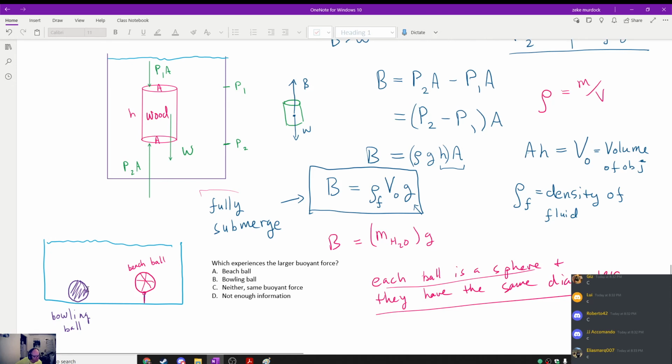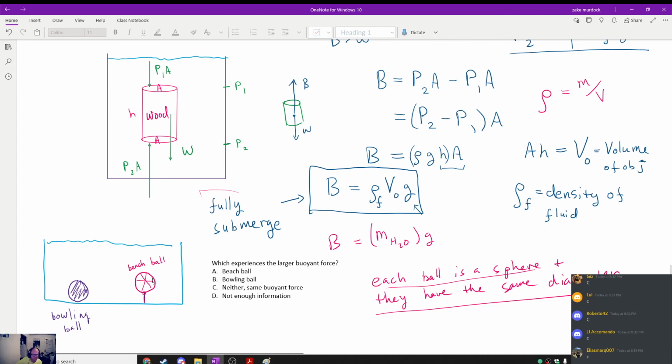Have you ever tried to lift something underwater? It can be kind of difficult because you're pushing up water. But if you were to try to pick a bowling ball up underneath the water, it would actually feel lighter. If you legitimately tried, felt it and held it in your hand underneath the water, it would feel a little bit lighter because it experiences literally the exact same buoyant force as the beach ball.